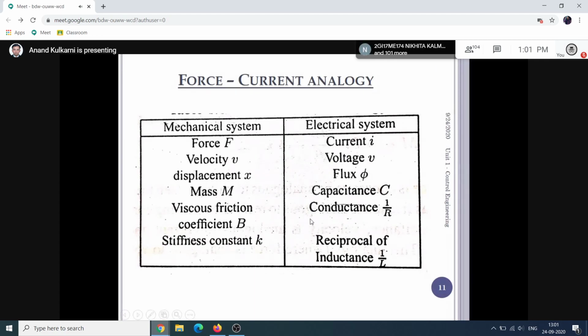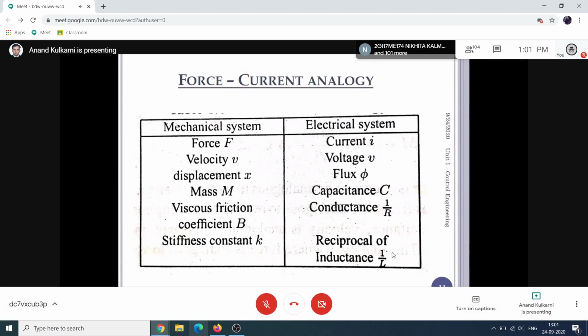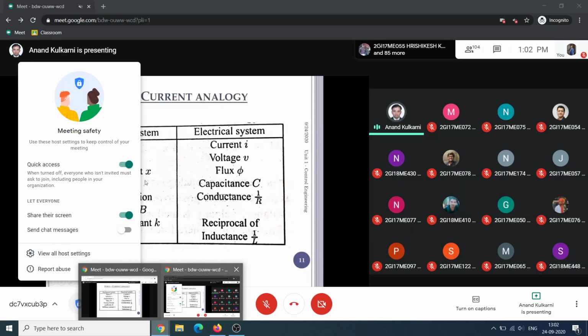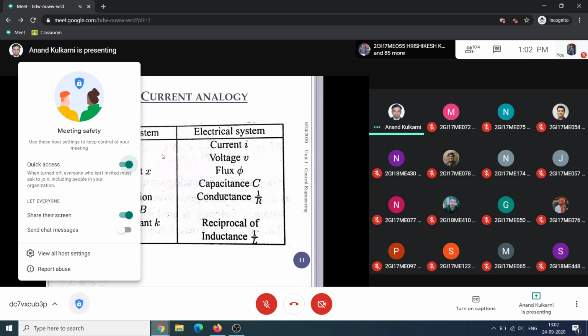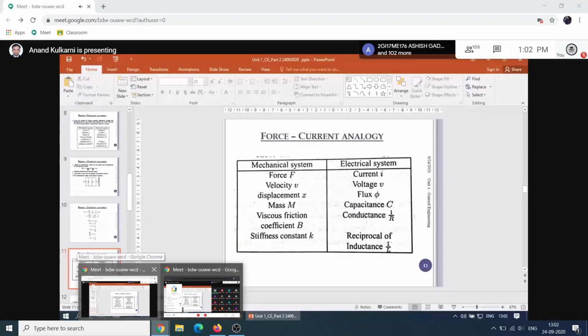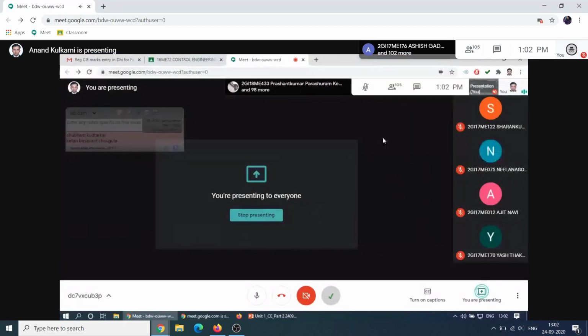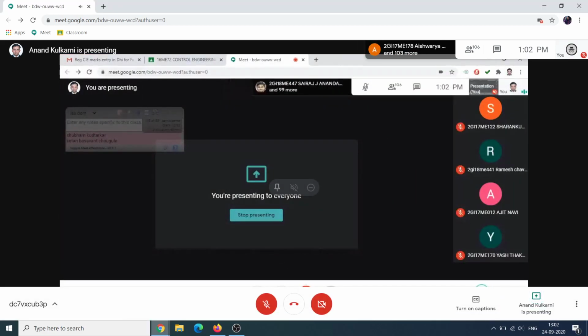Displacement is flux, mass is capacitance, capital B is 1 by R, and K is 1 by L. You just take down this table. Those who have just joined, quickly take down this table. If you are done with the table, please let me know so that we'll start solving the problem.